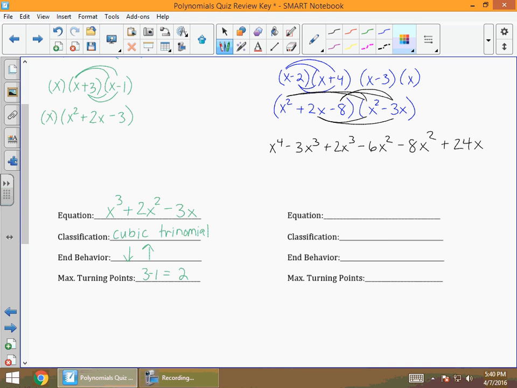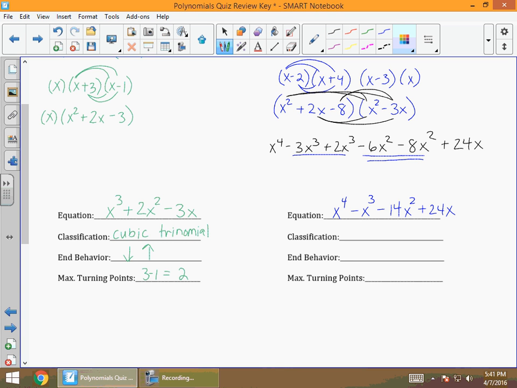Now I have a lot of combining of like terms here. Looks like x to the 4th is the only 4th power term. And then I have these 2 together. I have -3x cubed plus 2x cubed is -1x cubed. And these 2 are similar. -6x squared minus 8x squared is -14x squared and 24x.